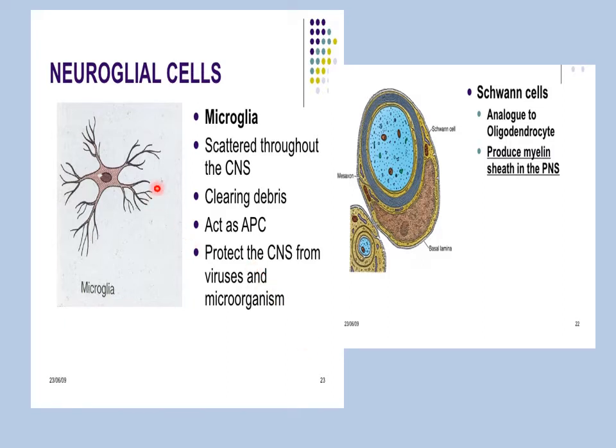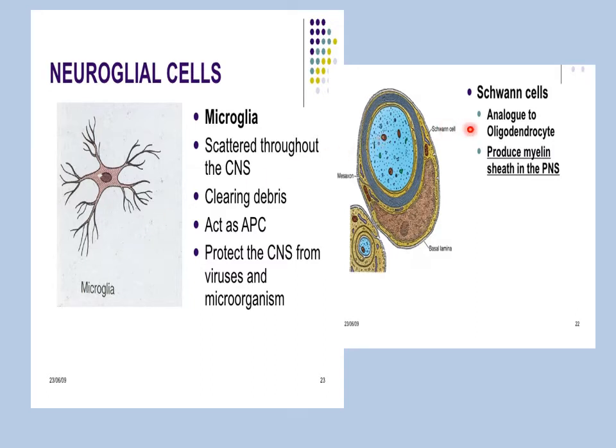So this is the microglia, which is one of the forms of the neuroglial cells, and these have a cell body with multiple processes, and they are scattered throughout the central nervous system. They have basically the function of phagocytosis, which is similar to the function of the blood monocytes or the macrophages in the connective tissue. They clear the cellular debris in the nervous system, and they also act as antigen presenting cells, and they protect the central nervous system from the viruses and the other microorganisms.